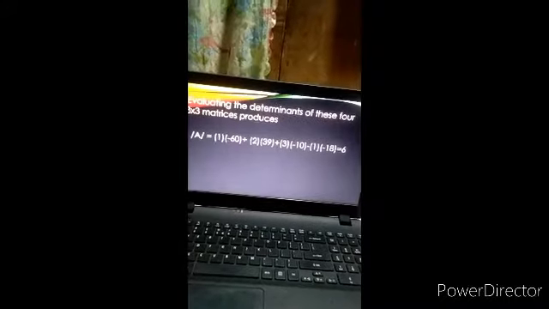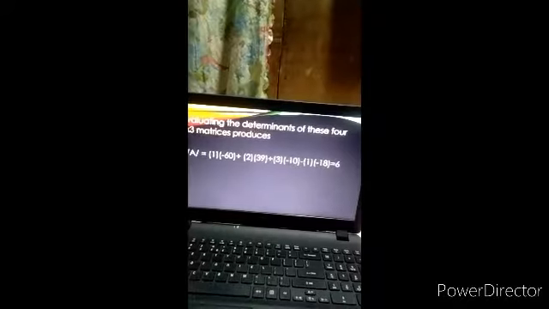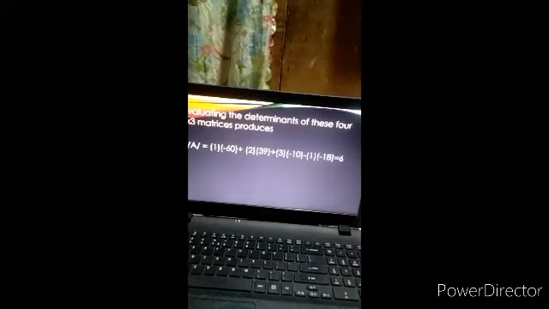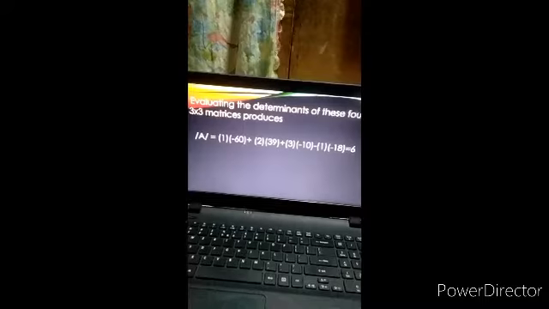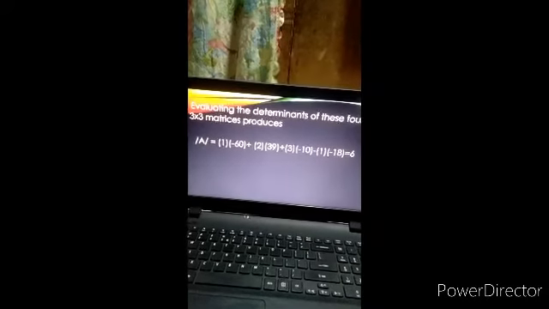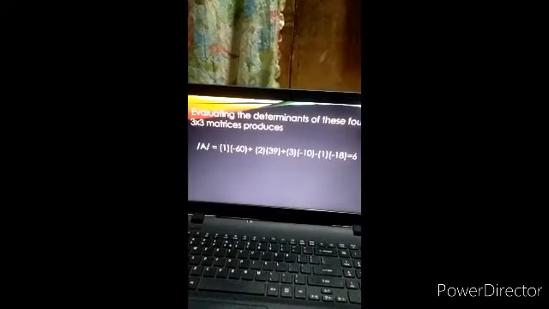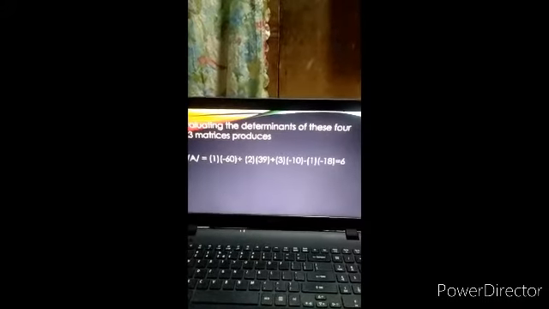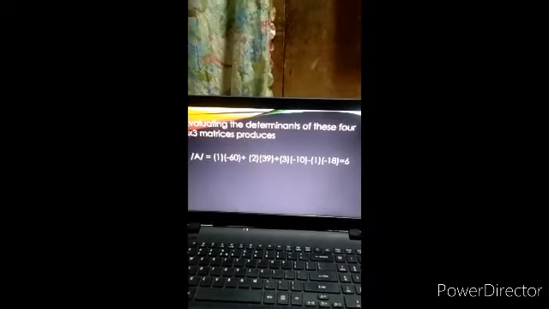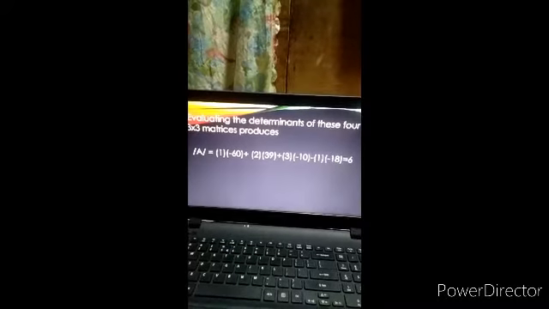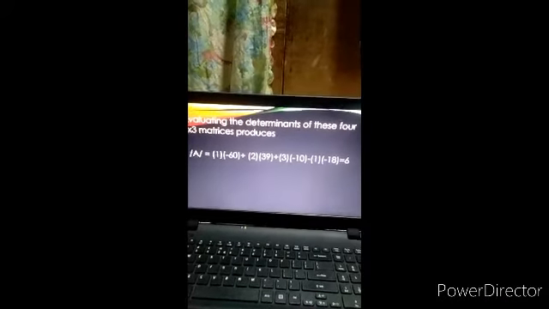1 times negative 60 is negative 60. Then we add it to 2 times 39, which is 78. Then we add again 3 times negative 10, which is negative 30, plus 18 equals 6. So they have the same result.